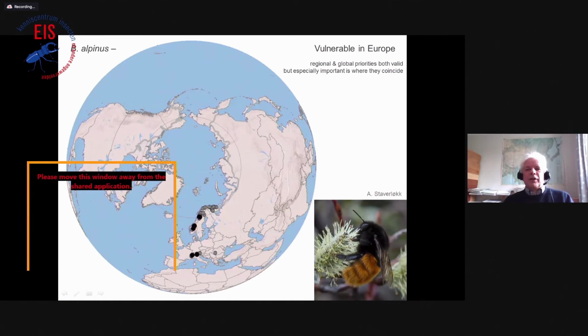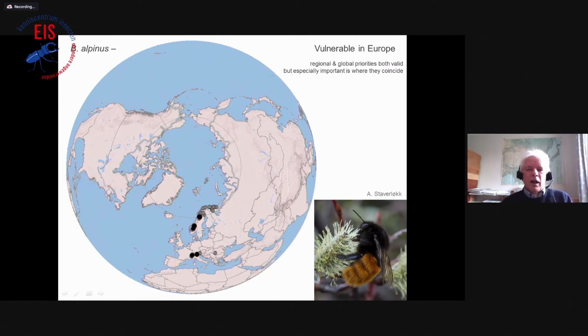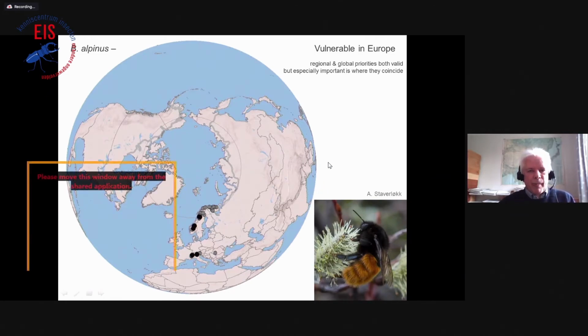And this is really the point that I wanted to make, that there are other species like Bombus alpinus, which is vulnerable in Europe, but Europe is really its only place of occurrence. So where these regional and global priorities, which are both in themselves valid, coincide, we have species and areas that are especially important for conservation. And that's the point I wanted to make there.